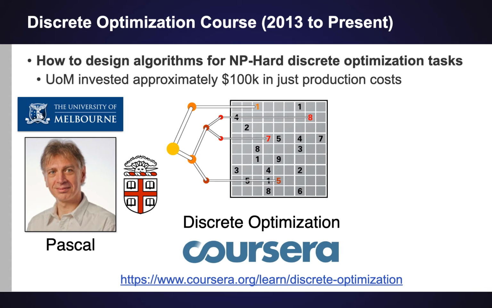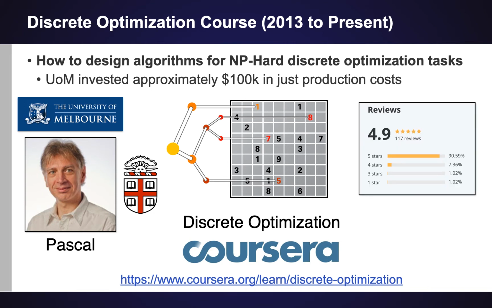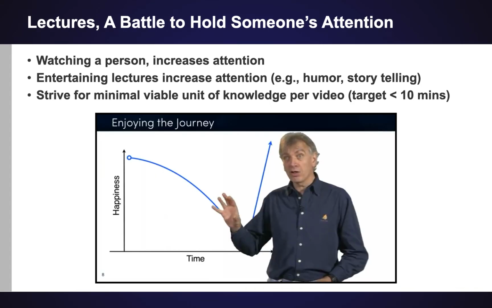The University of Melbourne invested a huge amount of money in making this course extremely high quality, at least $100K just in production costs. That's video crews, equipment, editing, and it has been a very highly rated course. So I think a lot of the tools we developed as part of this course really succeeded and made it a pretty enjoyable online learning experience. I'll give you a bit of an overview of what the course is like.